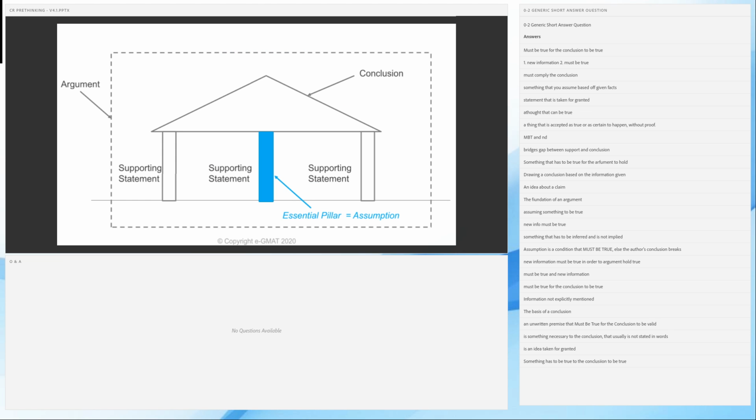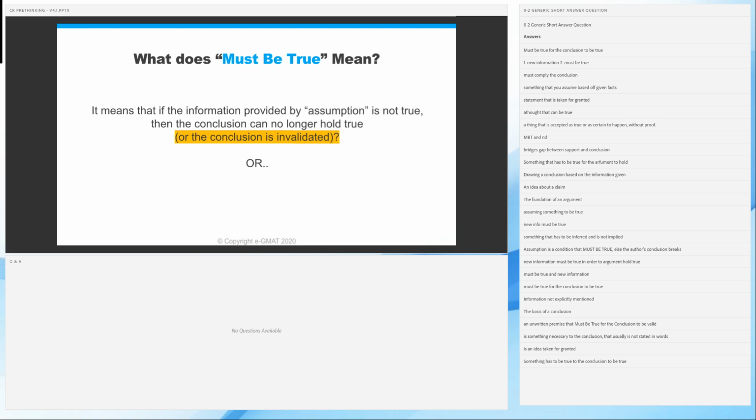Now remember this visualization, because as we get to questions where you have complex answer choices, you're going to see multiple answer choices that support the conclusion. Only one of them is going to satisfy that must be true condition, or would be the essential pillar, or would be the correct answer. Okay. So in simple words, what must be true means is that if the information provided by the assumption is not true, then the conclusion can no longer hold true, which leads to the very definition of what an assumption is.